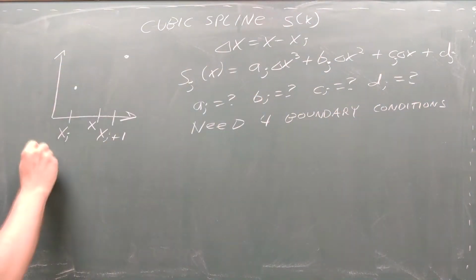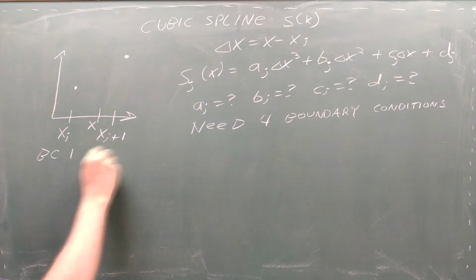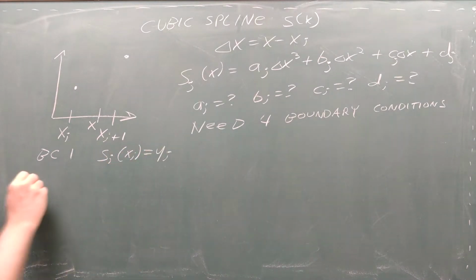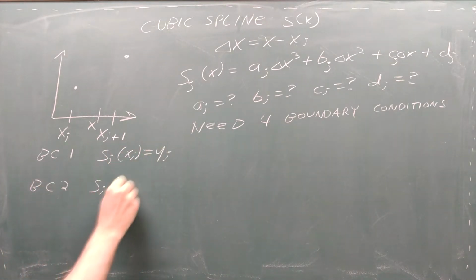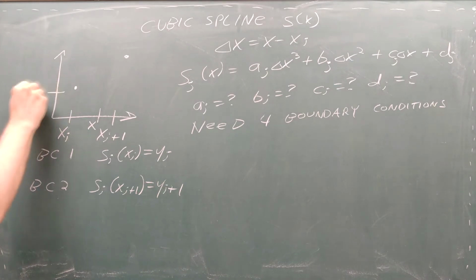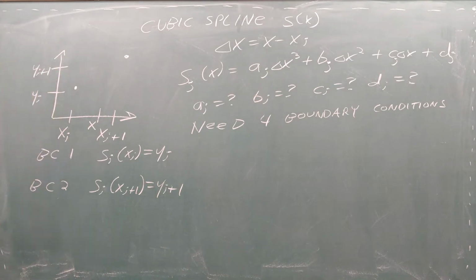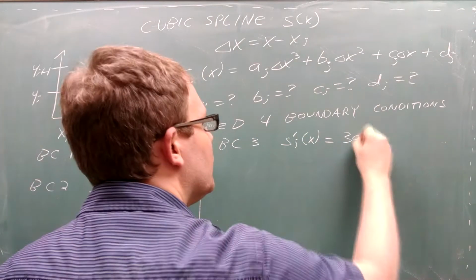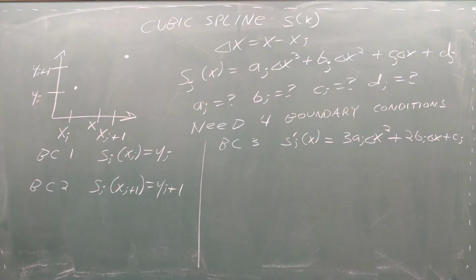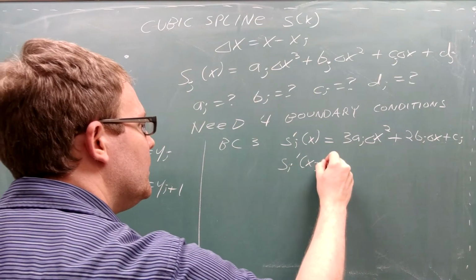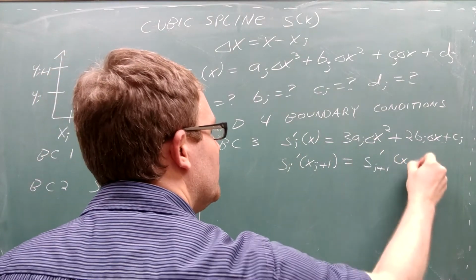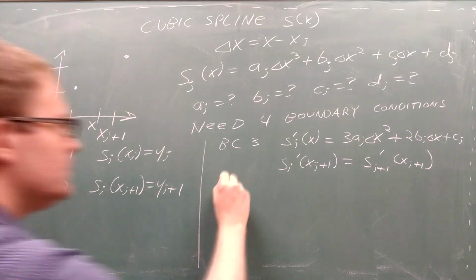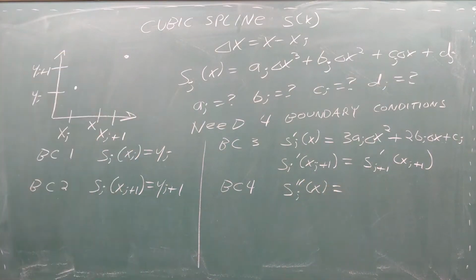The first boundary condition is that we need the spline to pass through the data point at xj. The second boundary condition is that we need the spline to pass through the data point at xj plus 1. So far, this is the same as when we set up the Lagrange polynomial. But this time, we're going to take the first derivative of our spline and require it be the same as the first derivative of the spline in the next region when we reach the endpoint. That gives us 3 boundary conditions so far.